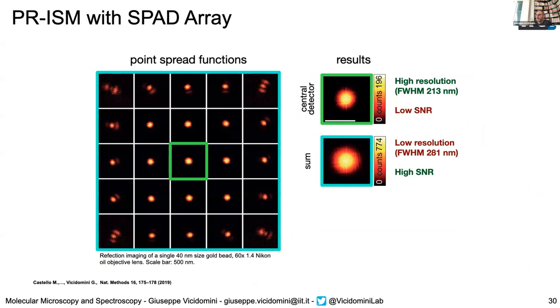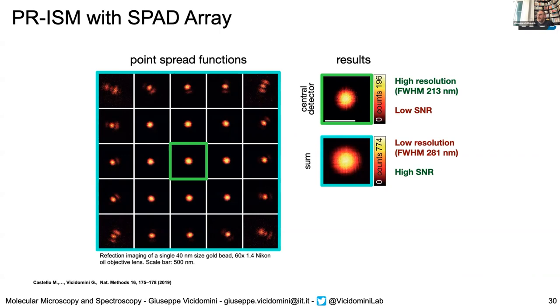So this is a real measurement of a gold particle. This is just in reflection mode, but this means that the same principle can be applied also to reflection and not only to fluorescence, as you can see here. These are the 25 images of the particle. This one is the image collected by the central element. Basically, it's like my confocal image in which I have a very small pinhole, in this case 0.2 Airy units. As you can see, the resolution is pretty high, 230 nanometers, in line with what we expected, but the number of photons collected is only 200 photons.